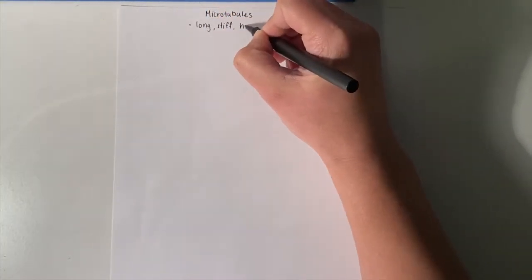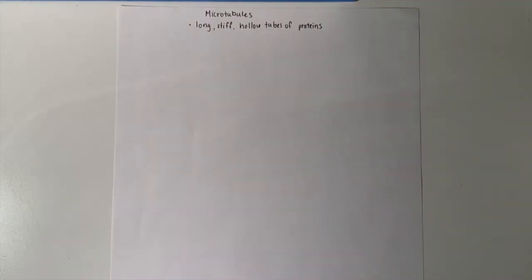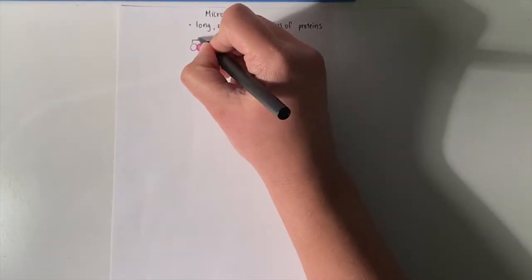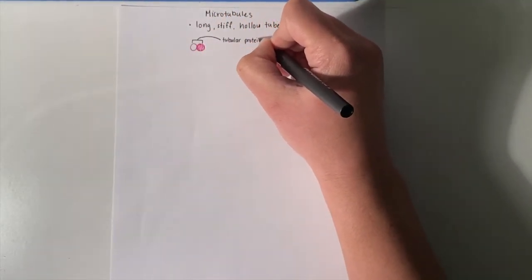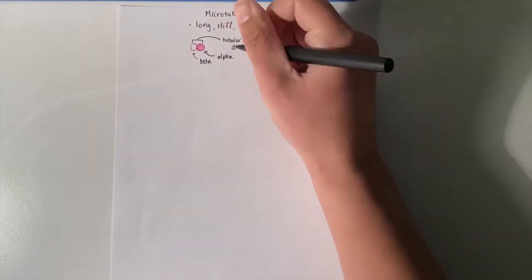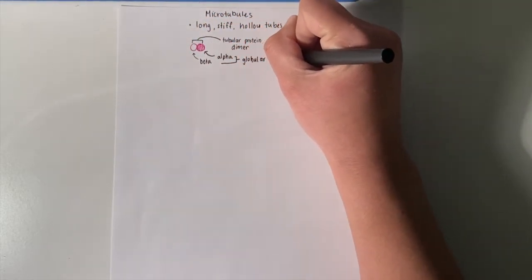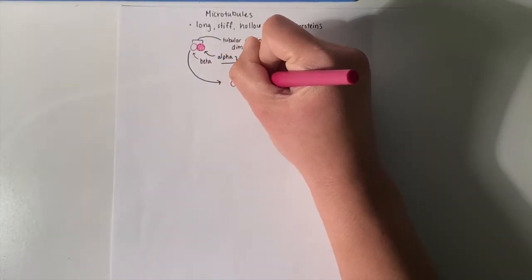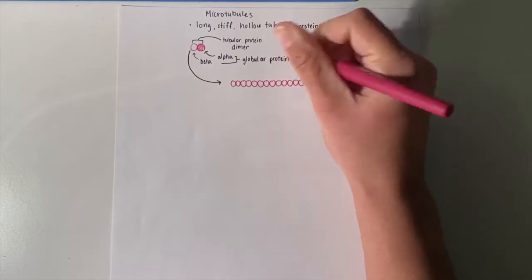Microtubules are long, stiff, hollow tubes of proteins. They are made up of a subunit protein called tubulin. The tubulin proteins are dimers of 2 globular proteins. Each dimer has an alpha subunit and a beta subunit. The microtubule is formed when the tubulin molecules stack together with alternating subunits.